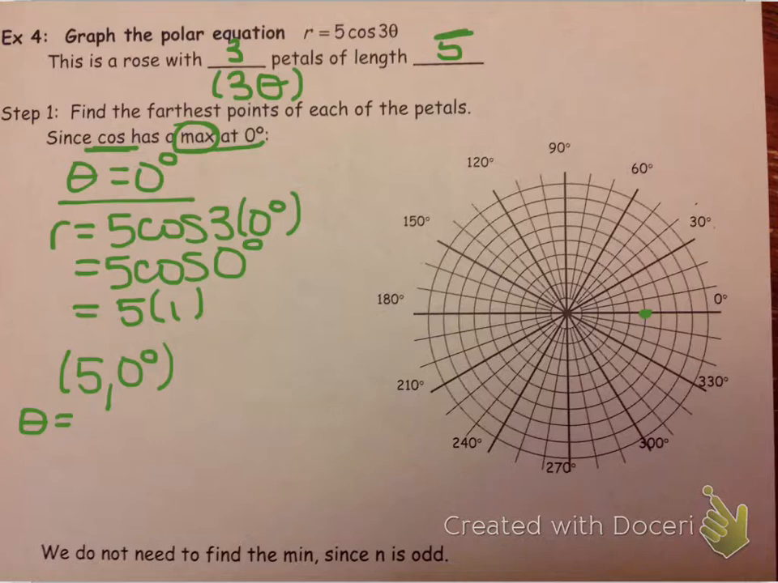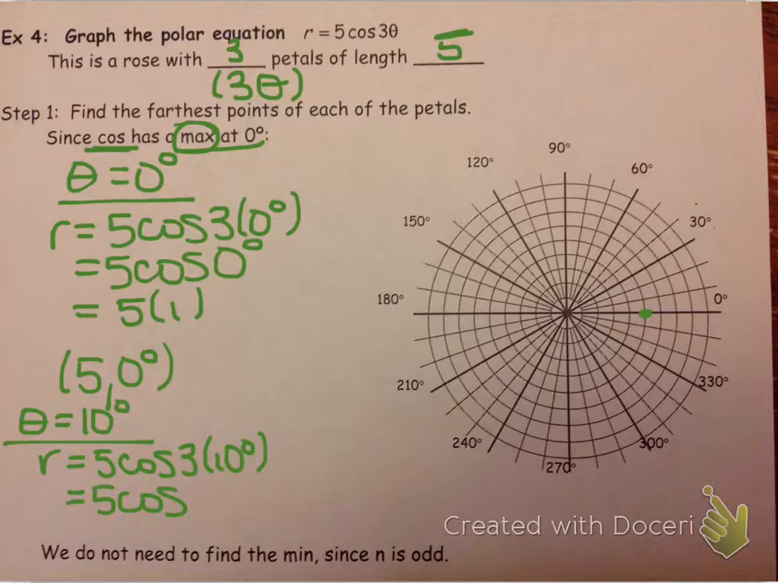But what would theta need to be so that when I plugged it into the equation, I was evaluating cosine of 30 degrees? Hopefully you said 10, or you're thinking 10 degrees. So when I plug that into my equation, I have r equals 5 times cosine of 3 times my angle, and of course 3 times that is the cosine of 30 degrees I was looking for. And cosine of 30 degrees is square root of 3 over 2. And so I end up with 5 times square root of 3 over 2.